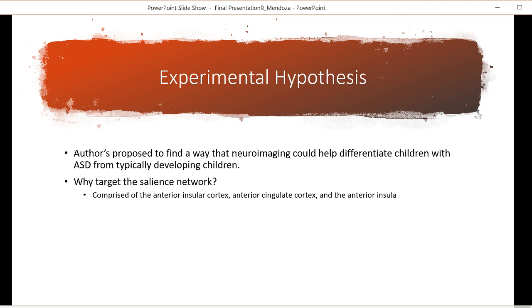And those of us who work with children with ASD will know there tends to be a social, quote-unquote, disconnect associated with children with ASD and the people around them. So if there's going to be a link to differentiate typically developing children and those diagnosed with ASD, it would probably be here.